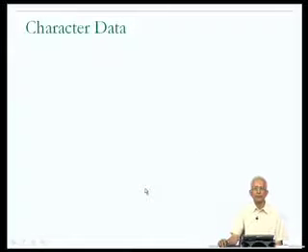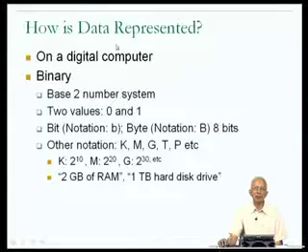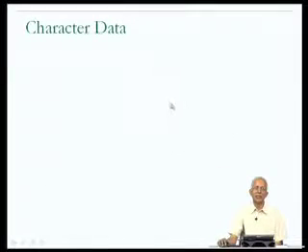Now, our objective in talking about data at this point is to understand more about how data is represented. I'm going to immediately start by talking about character data. This is an easy thing to understand. You know that character data is used to represent characters, such as the character A or the character B or the character comma and so on.